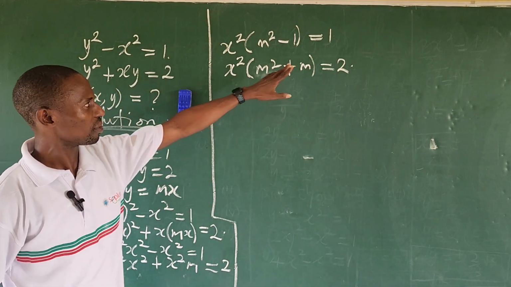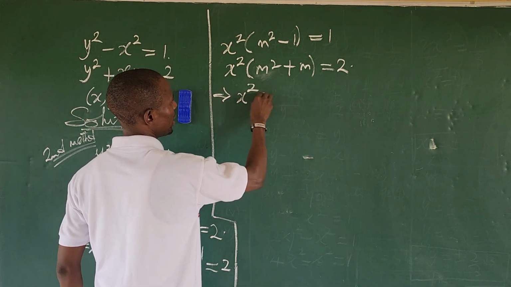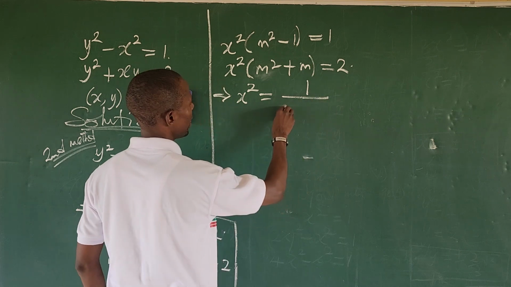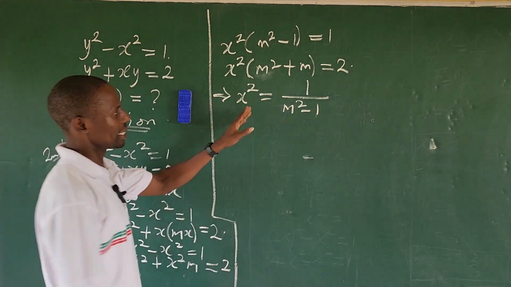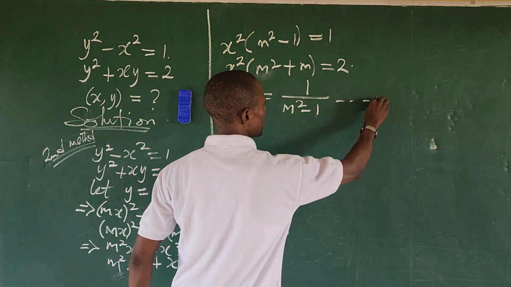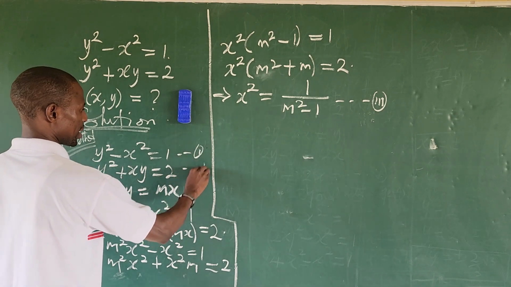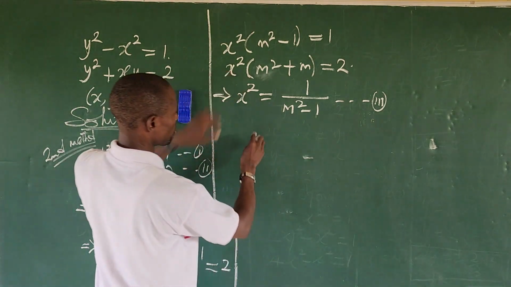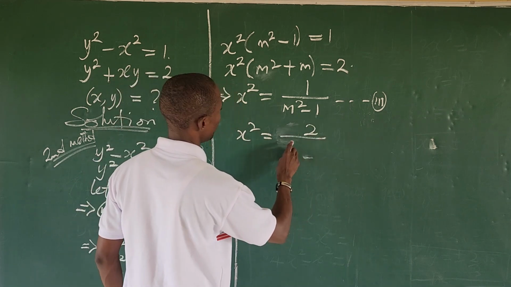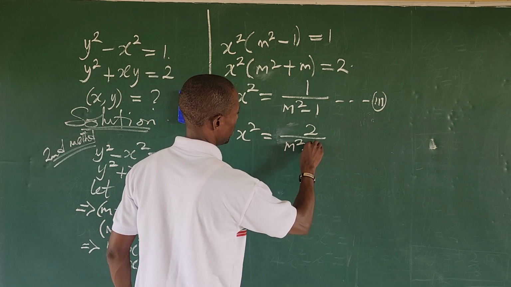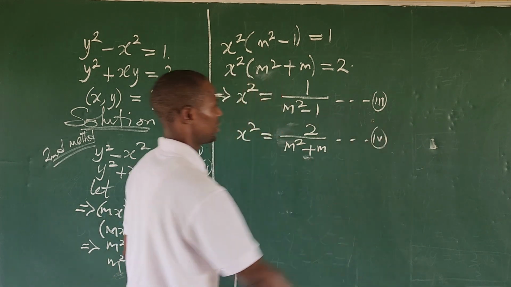All right. Now, make x squared the subject of the formula here. So this now implies x squared equals 1 all over m squared minus 1. Let's take this as our equation 3, because here we are having this as 1 and this as 2 already. Then here we also make x squared the subject of the formula: 2 all over m squared plus m. Let's take this as our equation 4.